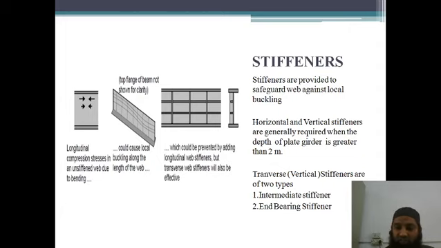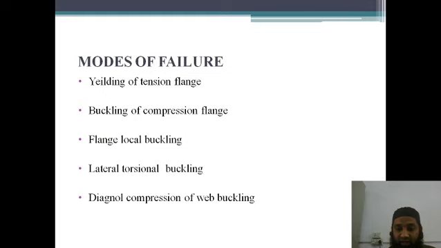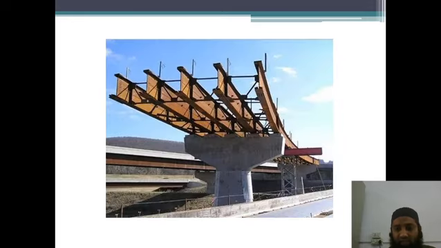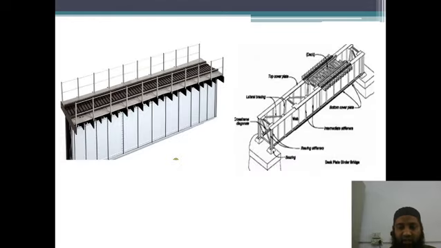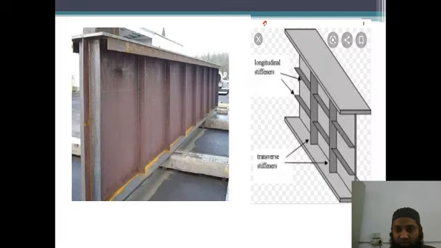So transverse means vertical stiffeners, which are of 2 types. You can see intermediate stiffeners and end bearing stiffeners. So in transverse stiffeners, again we have 2 types of stiffeners, that is intermediate and end bearing stiffeners. Now I'll just show you the figure, what the intermediate and end bearing stiffeners are. Let us go to this previous figure.